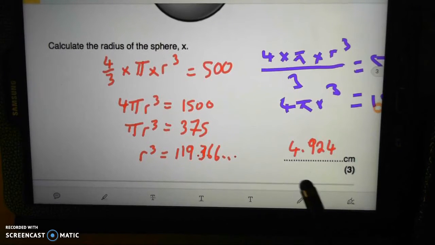Final thing to comment on is that because the radius is a length, the unit will be centimeters, not centimeter squared, that's for an area. Not centimeter cubed, that will be for a volume. It's for a length.